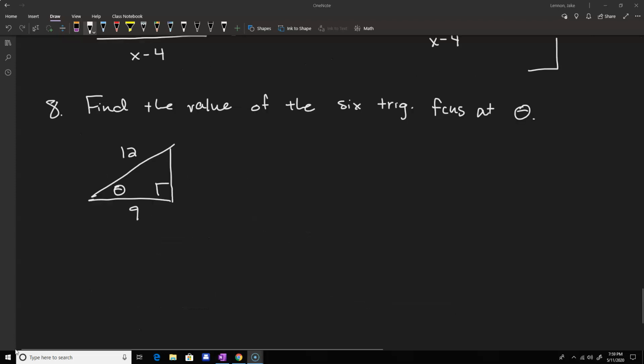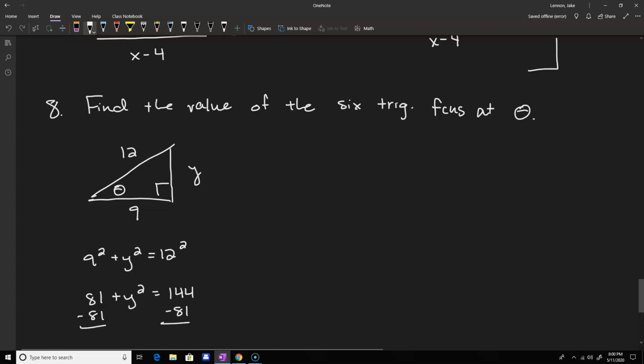Okay, so for number 8, we want to find the value of the 6 trig functions at theta. So we know the adjacent side is 9 and the hypotenuse is 12. So the first thing to figure out is this missing side. Let's call it y for now. So by the Pythagorean theorem, we know 9 squared plus y squared will equal 12 squared. So 81 plus y squared is 144. So if we subtract 81, we end up with y squared equals 63.